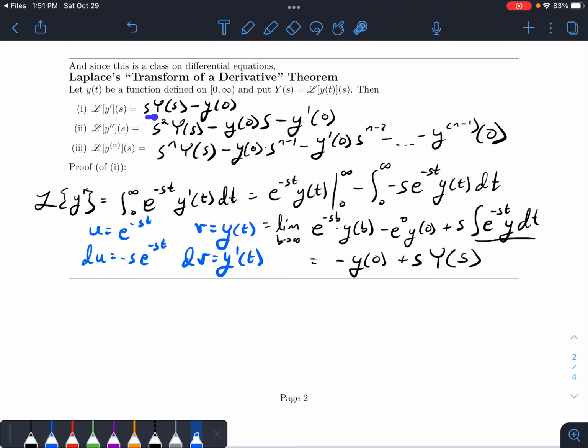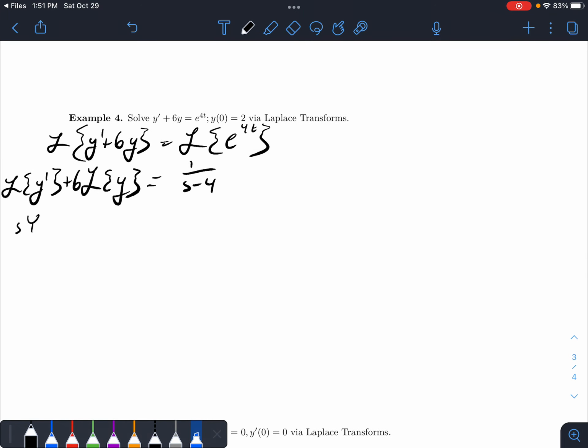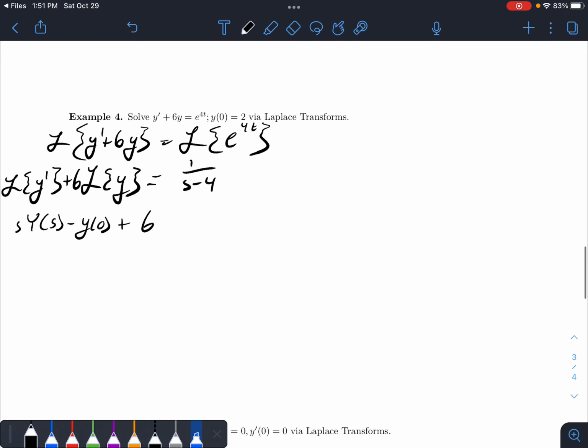All right, y double prime, or wait, sorry, this is just y prime. The Laplace transform of y' is just going to be s times Y(s) minus y(0). And then plus 6 times the Laplace transform of y. What is the Laplace transform of y? That is literally just capital Y of s. That's just how we define the notation. These are just different notations for the same thing.